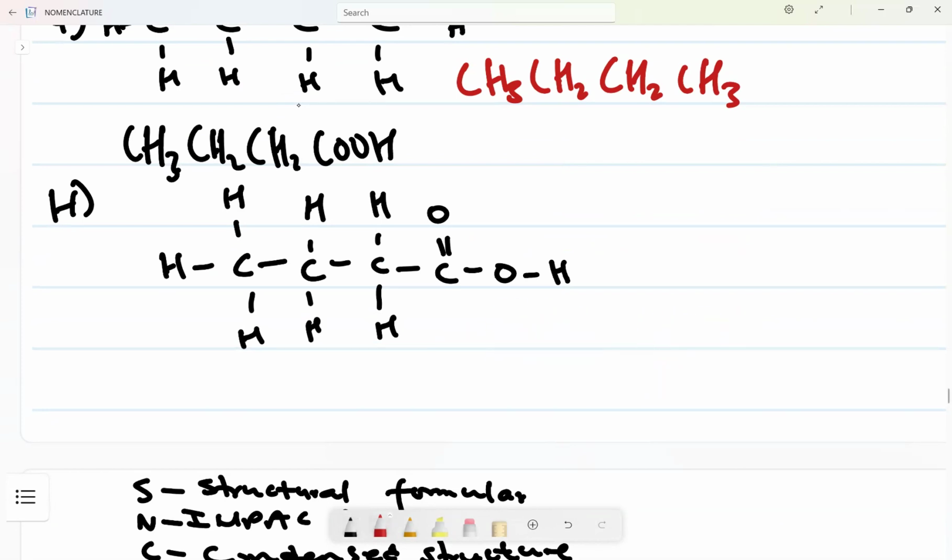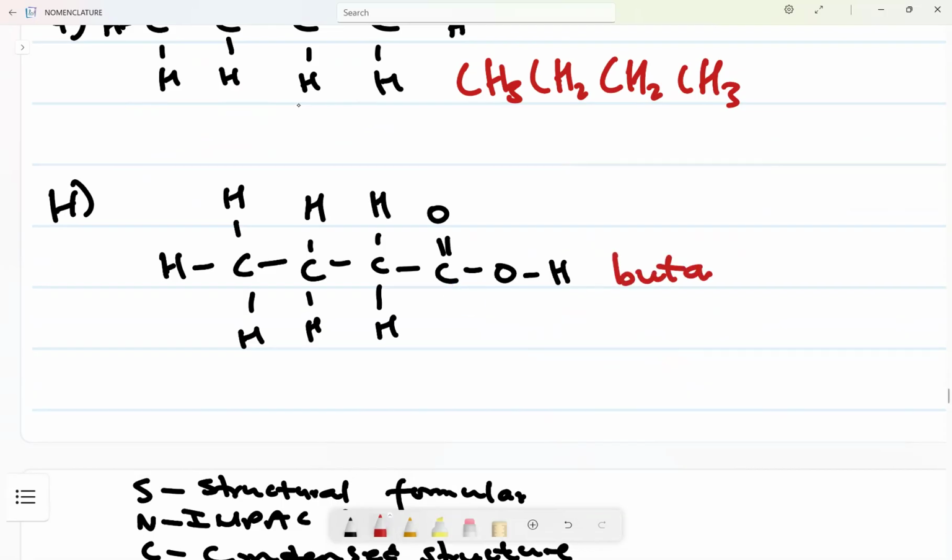So now the name of this one. What's the name of H? I'm going to start here. One. Okay, so I'm in the chain: 1, 2, 3, 4. I'll just say this is butanoic acid. Cool. Done. Like that. And remember, butanoic acid has the same name as what?